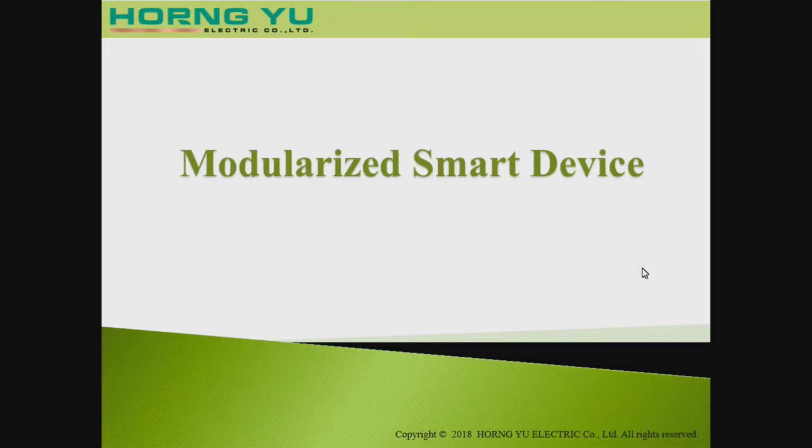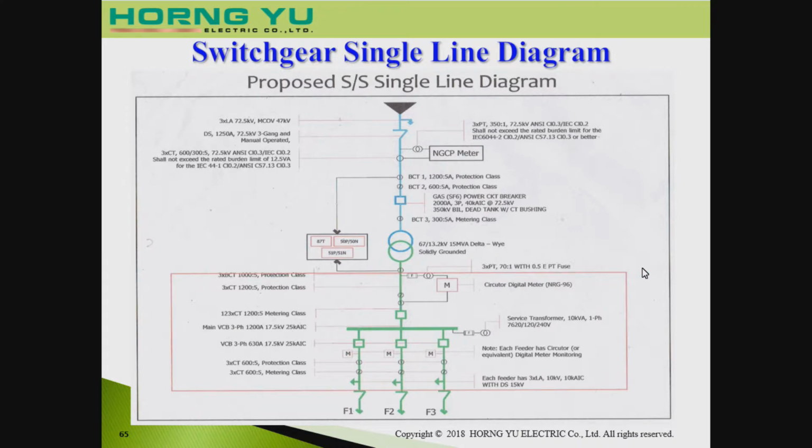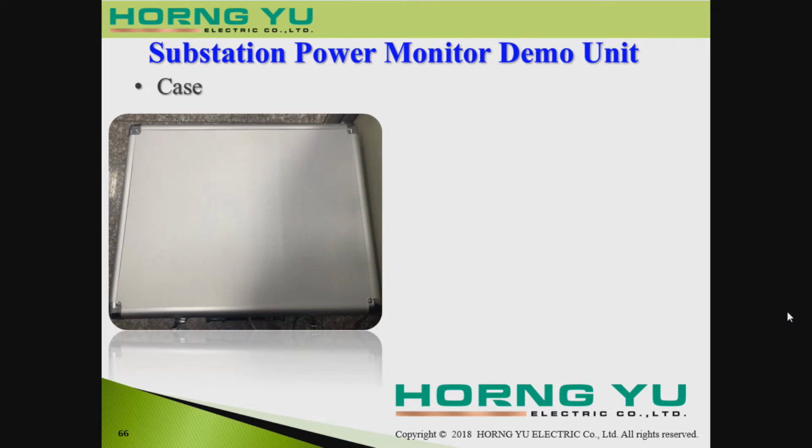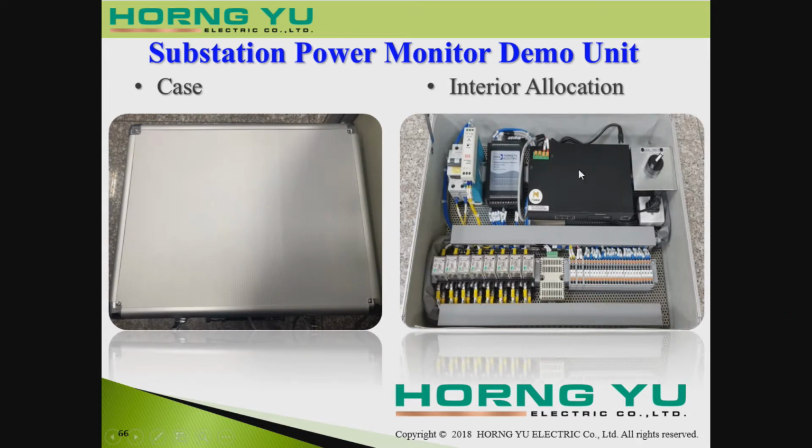And the second one is the modularized smart devices. What's the difference between this one and the previous one? We can see from this drawing. This is one of the cases we did for the Philippines, because they have many islands, and it is not possible for them to access every part to do the initiative for the power. So they want remote control, and we have the demo unit, which has the gateway inside with the switches, and also the DIDO box.